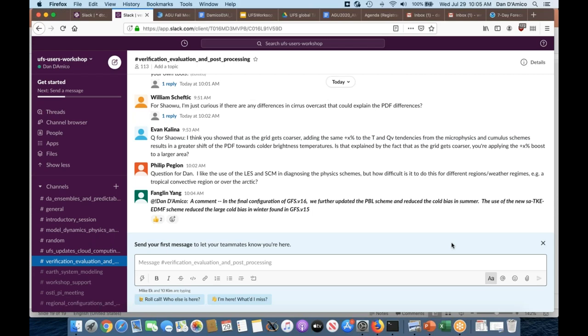Okay, so Fanglin's comment is, in the final configuration of GFS version 16, we further updated the PBL scheme and reduced the cold bias in summer. The use of the new scale-aware TKE EDMF scheme reduced the large cold bias in winter that was found in GFS version 15.